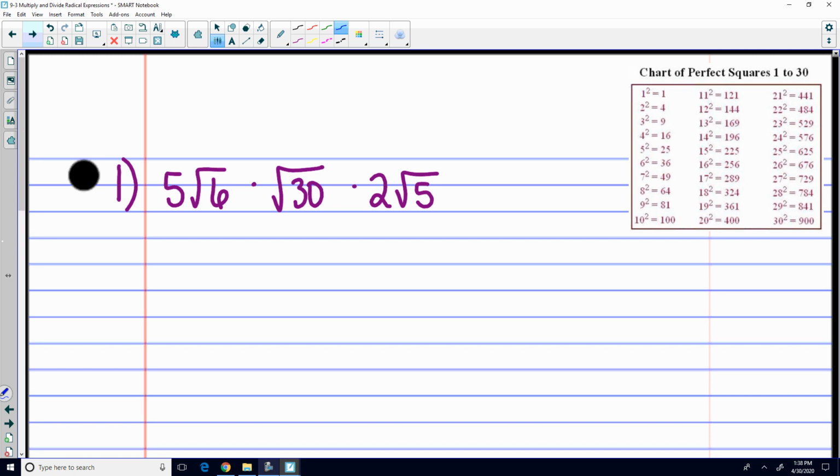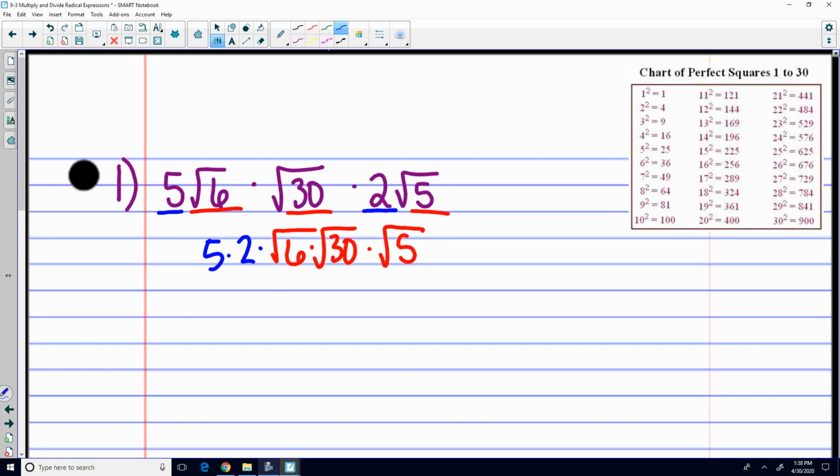Here's my problem: 5 square root of 6 times the square root of 30 times 2 square root of 5. Notice up in the corner this time I threw a chart of perfect squares to help us, so we know what to divide by in order to see. So here we go. We are going to multiply like things. I'm going to multiply 5 and 2 together, and then I'm also going to multiply all my radicals together. So 5 times 2, and then times square root of 6, times square root of 30, times square root of 5.